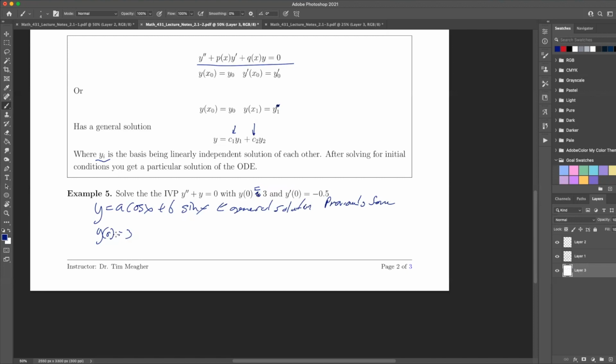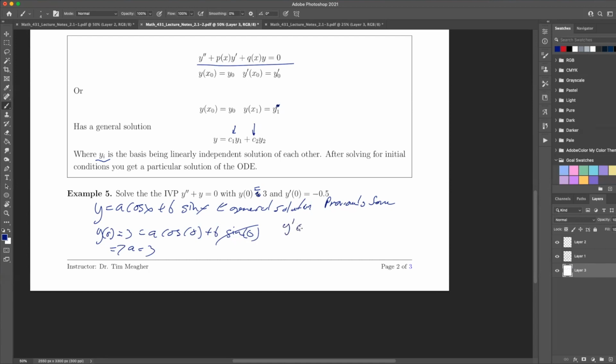So here, we're just going to take 3. And so this is equal to a cosine of 0, which is 1, plus b sine of 0, which is 0. So this implies that a is equal to 3.